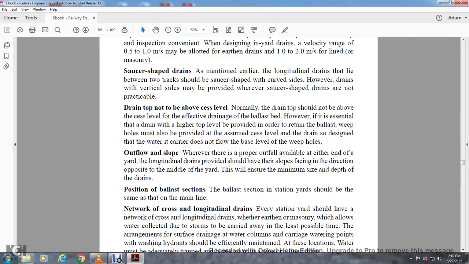Outflow with the slope, wherein proper outflow is available at either end of the yard. The longitudinal drains provided should have a slope facing the direction opposite the middle of the yard to ensure they minimize the depth of the drain.